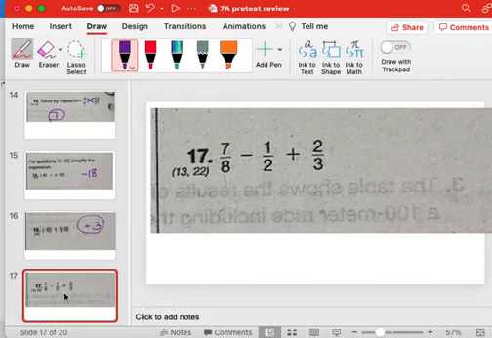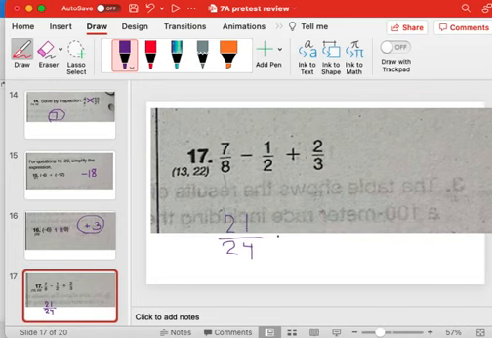Now, we don't have to worry so much about 2 because 2 already goes into 8. So we're going to worry about 8 and 3. What's 8 times 3? 24. So we're going to go to a common denominator of 24. Okay, so 8 times 3 is 24, so 7 times 3 is 21, isn't it?